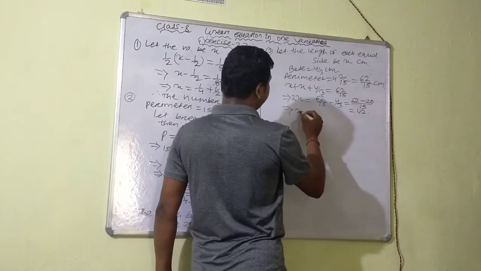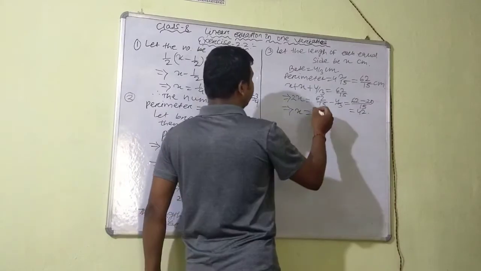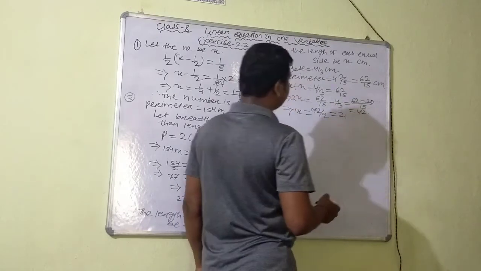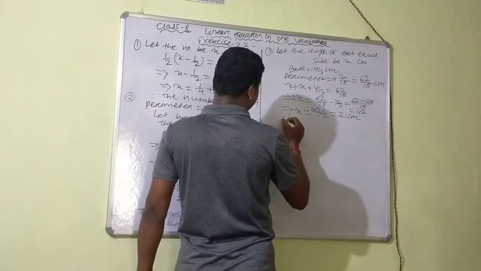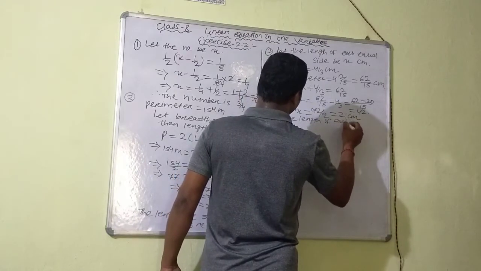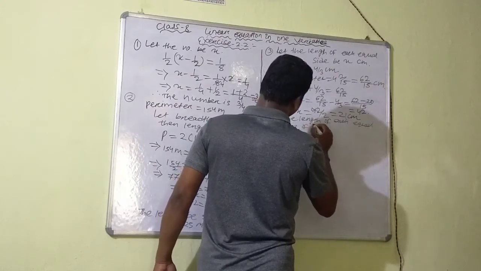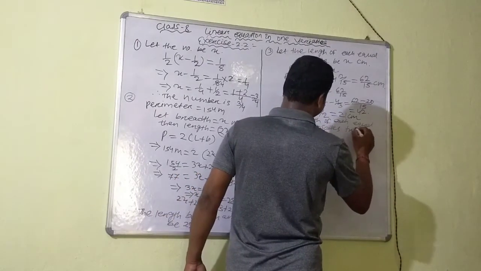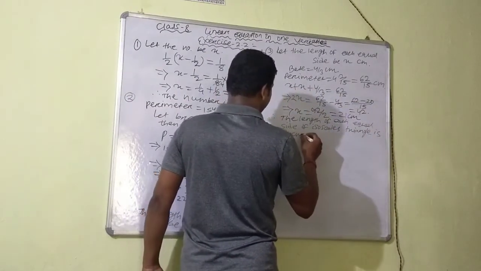Next, we will find out x. So 2 which is multiplied with x will go to the right hand side and divide with 42. After simplification we get x equal to 21 centimeter. Therefore, we will write the length of each equal side of the isosceles triangle is 21 centimeter. Okay.